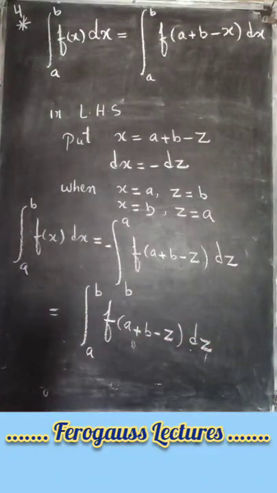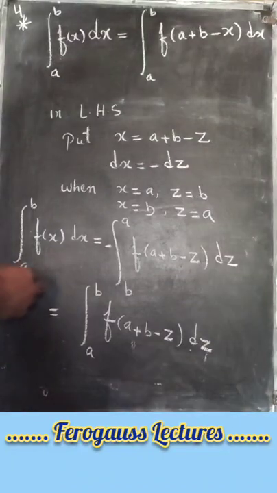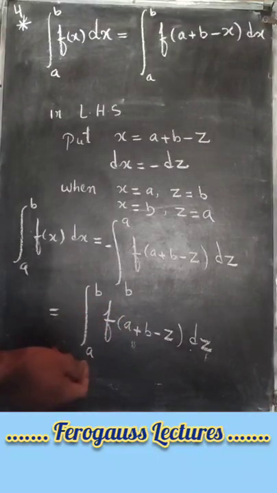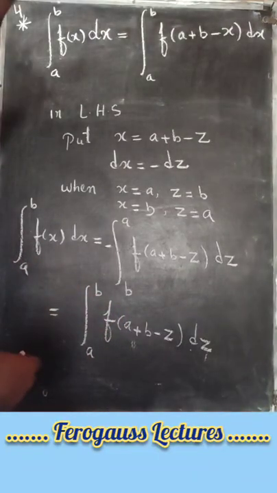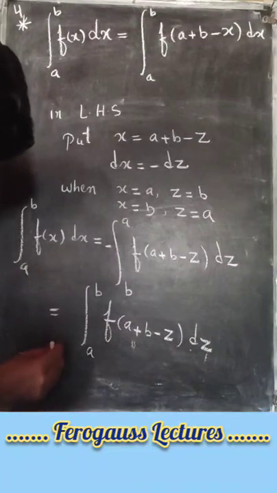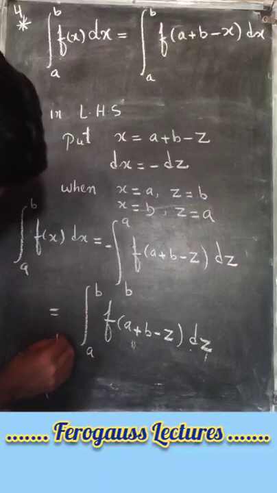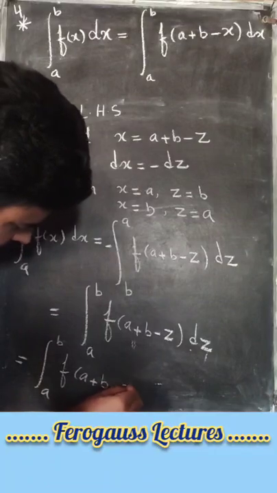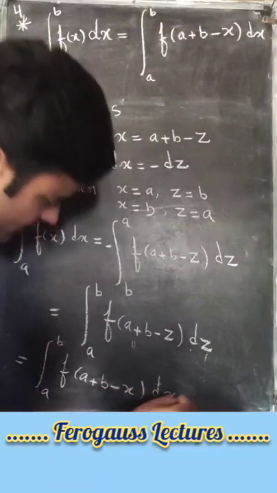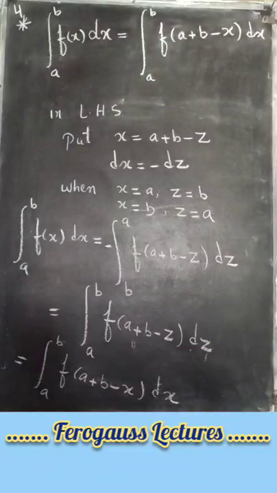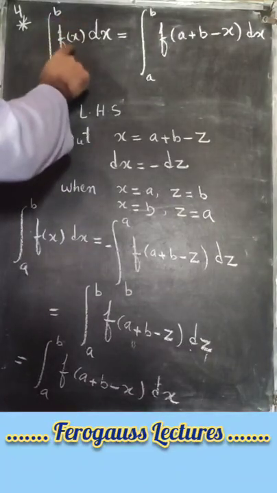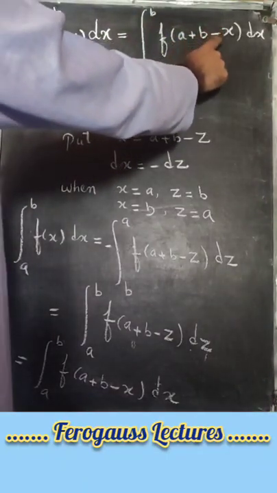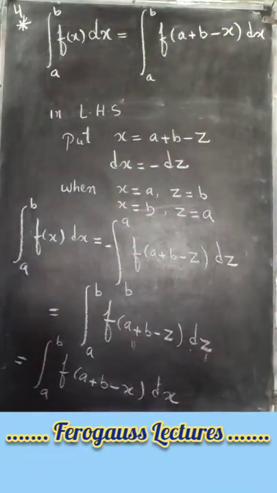Now, by property first of definite integrals, we can replace the variable z with some other variable. So in this case, we replace it with x, and we get the integral from a to b of f(a + b - x) dx. This proves the result. Thus, we have proved that the integral from a to b of f(x) dx is equal to the integral from a to b of f(a + b - x) dx.